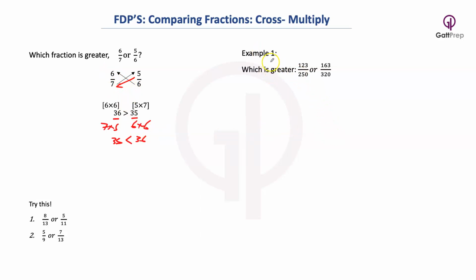Now here, in this example, it says which is greater, 123 over 250 or 163 over 320. If you see this question on the exam, you cannot use the cross multiplication rule to solve. There is a different technique.